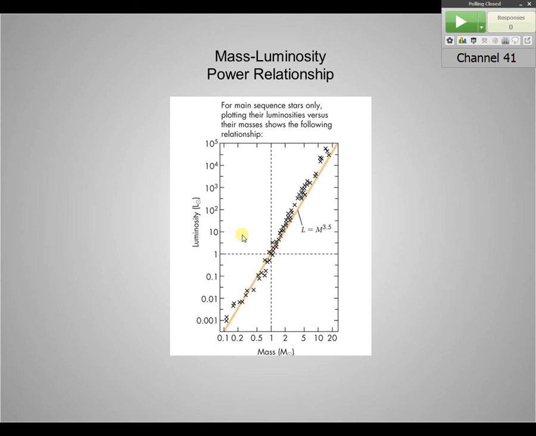Okay, but nevertheless, the point of the matter is that if you just blindly go with this equation that luminosity equals mass to the 3.5 power, you're going to get a pretty good estimate of what the luminosity of the star is if you know its mass, or if you know the luminosity, you could then figure out what its mass is pretty accurately.